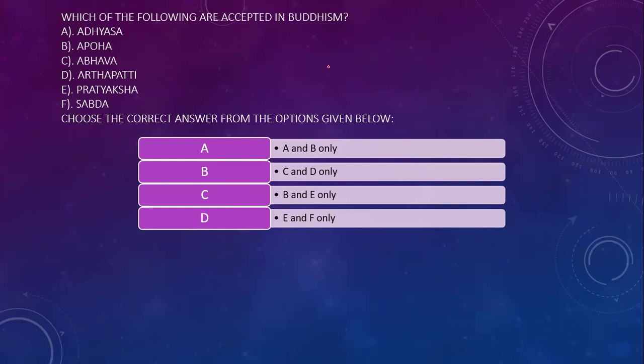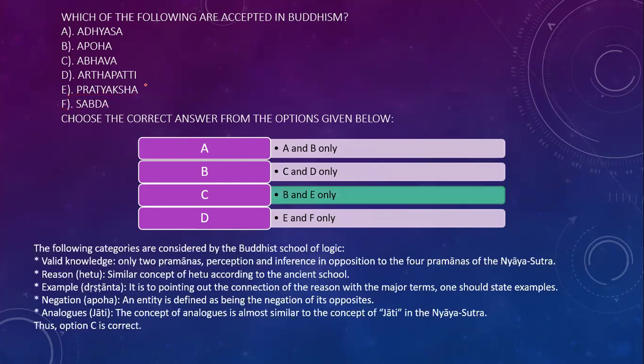Anupalabdhi, abhava, arthapatti, pratyaksha, shabda. Pratyaksha, shabda. Sense organs. So we'll check the answer. The following categories are considered by the Buddhist school of logic: valid knowledge, only two pramanas, perception and inference, in opposition to the four pramanas of the Nyaya Sutra.